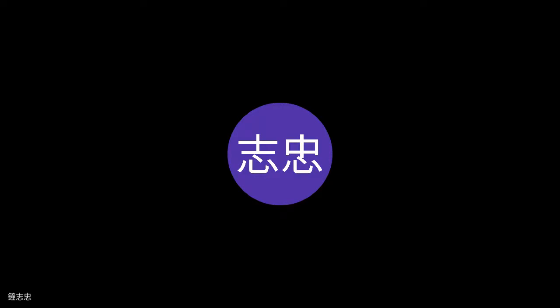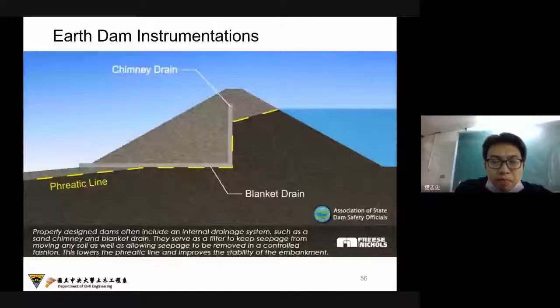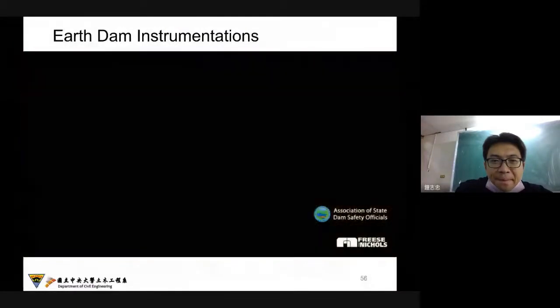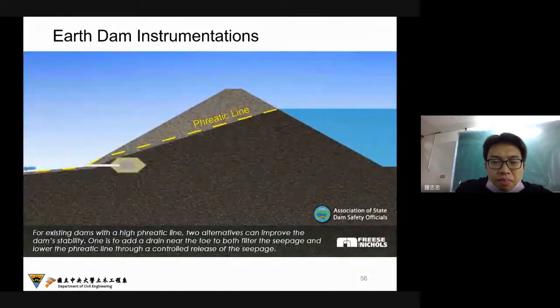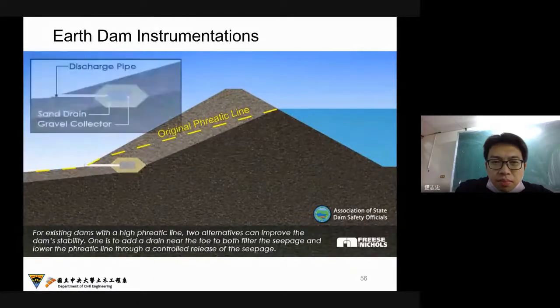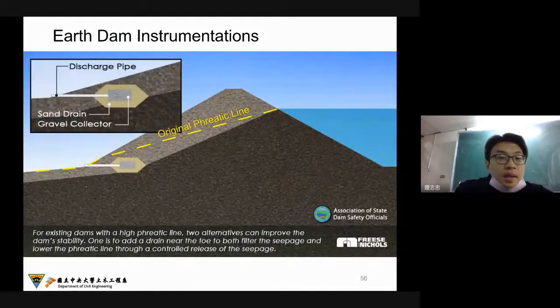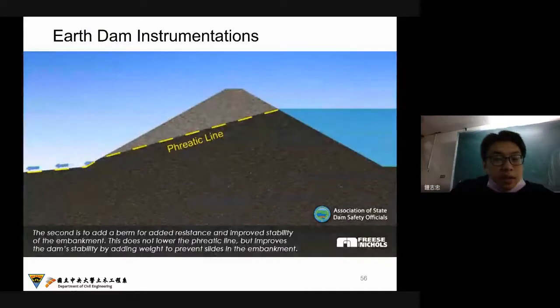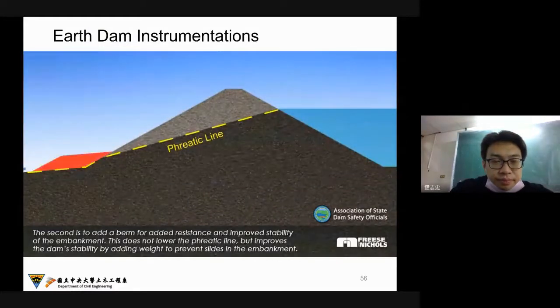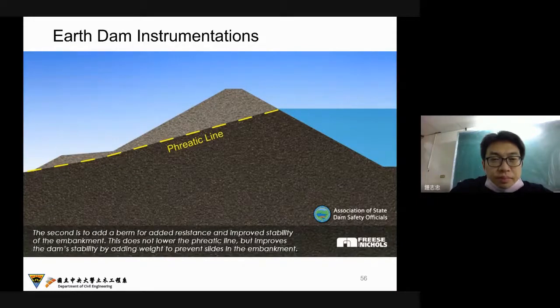As a filter to keep seepage from moving any soil, as well as allowing seepage to be removed in a controlled fashion. This lowers the phreatic line and improves the stability of the embankment. For existing dams with a high phreatic line, two alternatives can improve the dam stability. One is to add a drain near the toe to both filter the seepage and lower the phreatic line. So this shows how to decrease the level of the underground. For added resistance and improved stability of the embankment, this does not lower the phreatic line, but improves the dam stability by adding weight to prevent sliding of the embankment.